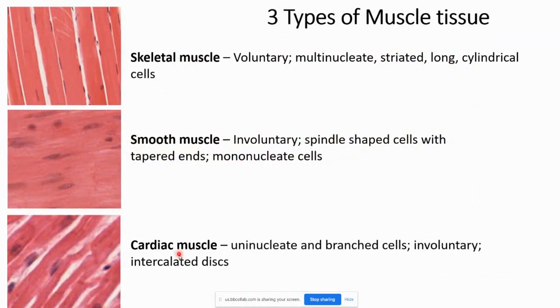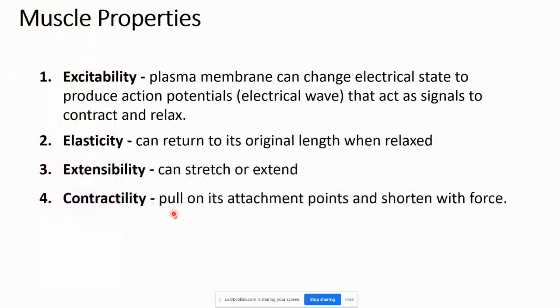So I'm going to skip through this. We should know the difference between the 3 types of muscle tissue at this point. It was in various chapters so far. These are the properties of muscle that I'm not just going to read out to you. Excitability is only in muscle and nerve, but contractility is only in muscle. So that's just a very exclusive property that only muscle tissue has, that no other tissue type has.